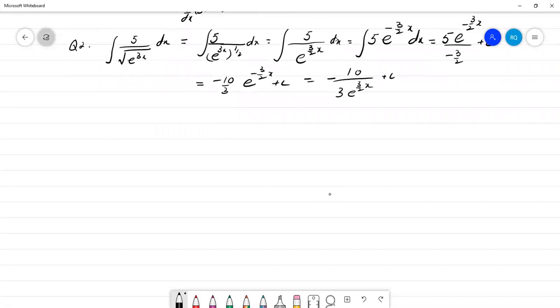Then I have the second rule. The second rule is integration of a rational function.